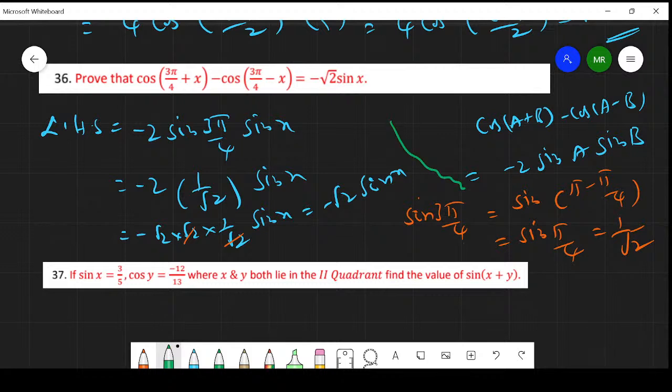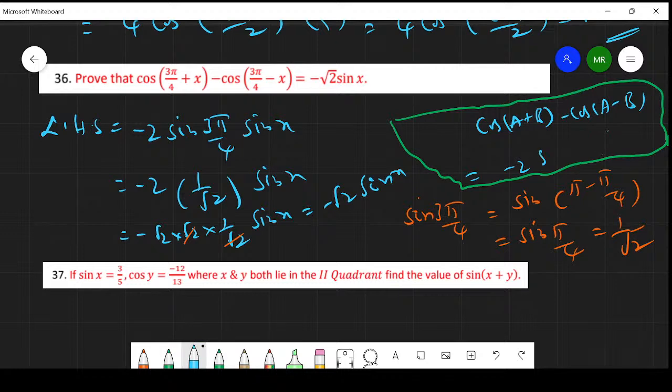Correct? Because this is the formula. You can show here cos of (a + b) minus cos of (a − b) equals minus 2 sin a sin b. That is all I have taken here. I hope you understood this. Use this one, then you simplify, it gives the required answer.